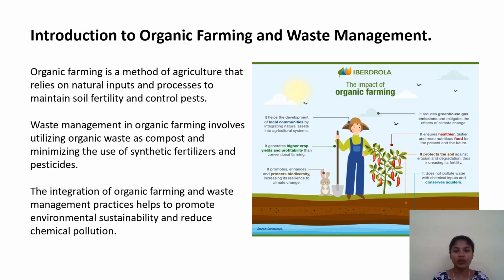Introduction to organic farming and waste management. Organic farming is a method of agriculture that uses natural inputs and processes to maintain soil fertility naturally. Waste management in organic farming involves utilizing organic waste as compost and minimizing the use of synthetic fertilizers and pesticides. The integration of organic farming and waste management practices helps to promote environmental sustainability and reduce chemical pollution.